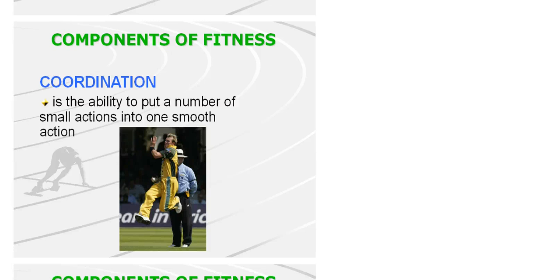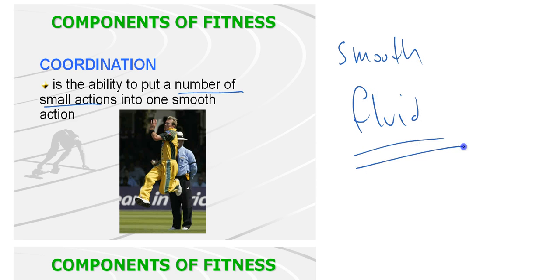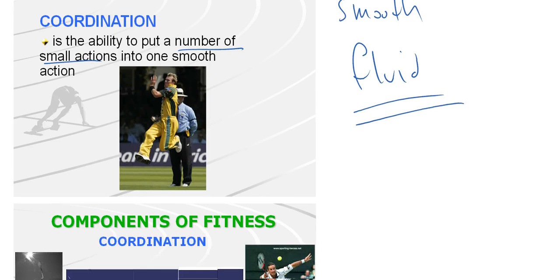Coordination is the ability to put a number of small actions into one smooth action. So here the example is a fast bowler in cricket. They need to be able to run up, they need to be able to leap, they need to be able to get the arms working in coordination, they need to be able to follow through. So there we have a number of small actions into one smooth action. So we can have smooth action or a fluid action. So they're the key words for coordination.